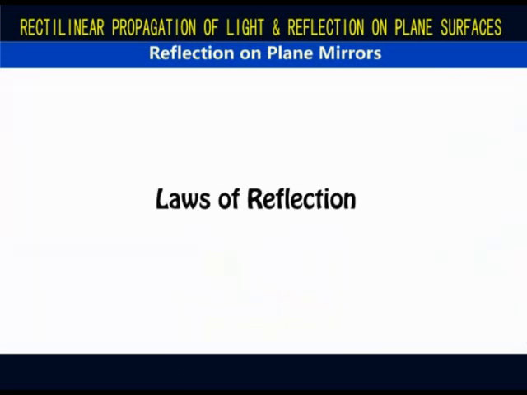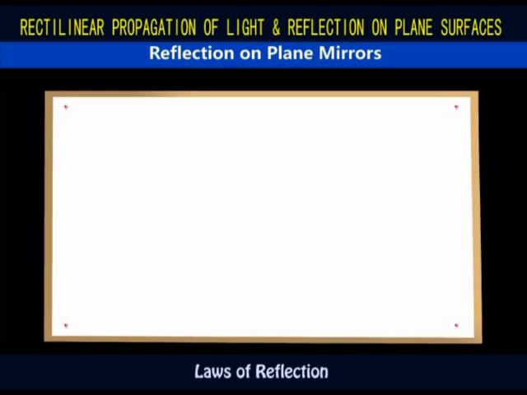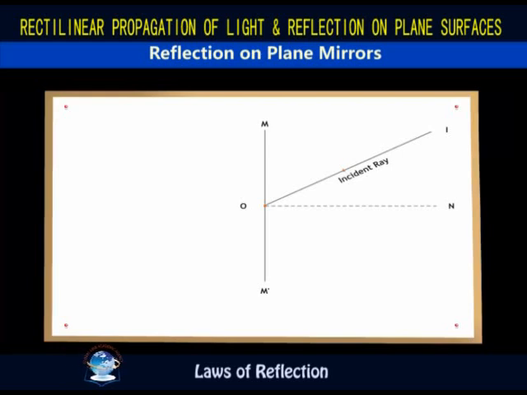Now we look at laws of reflection. We fix a white piece of paper on a drawing board. Draw a line MM' on it and mark a point O at the center of the line. Draw a normal ON to MM'. Next, draw IO, the incident ray, in such a way that the angle IOM is less than 90 degrees. Place a plane mirror vertically on MM'.